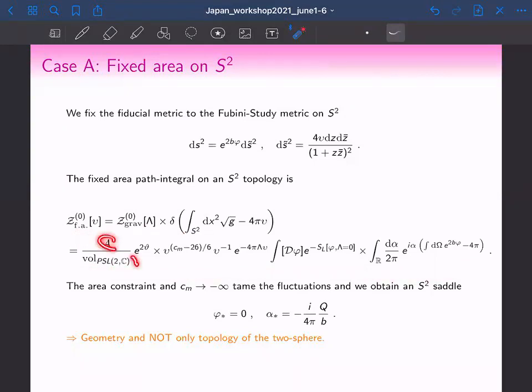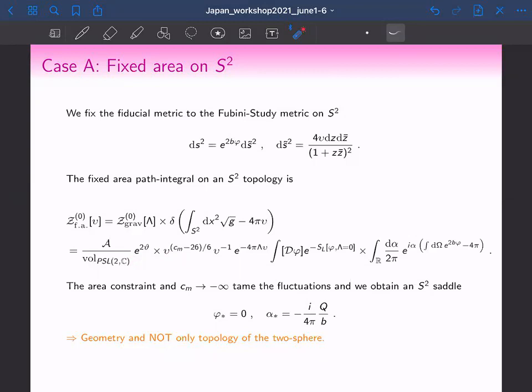I'll come to A at last, maybe. PSL(2,C) are basically the Möbius transformations, the residual gauge group upon fixing the Weyl gauge. A priori, the PSL(2,C) volume is infinite, so I'll explain in a second, because we have to do a Faddeev-Popov gauge fixing for the PSL(2,C). The e to the power of 2 theta factor is because we are on the sphere, so we have the Euler characteristic too. Then the symmetry over 6 and minus 26 over 6.